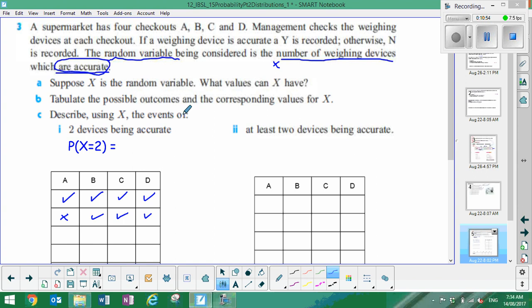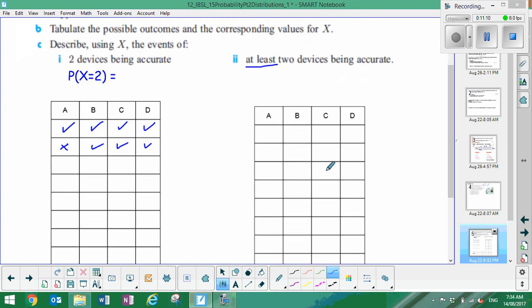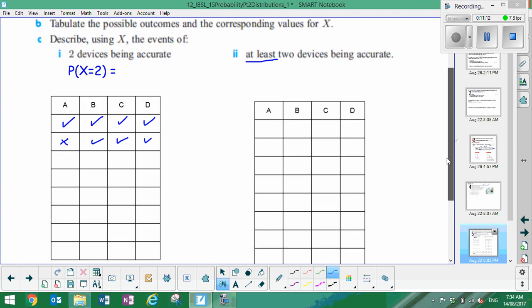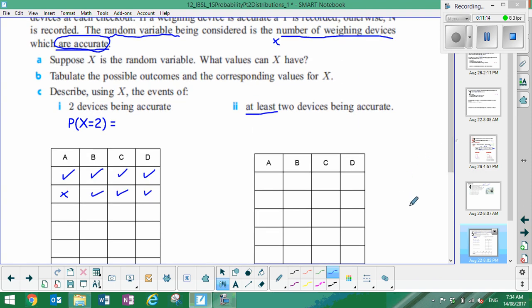Last of all, describe using X the events of two devices being accurate. In other words, what's the probability of X equal to 2? And then here, at least 2 devices being accurate. So think about what notation you can write, and then once you've got this, you'll be able to summarise your results. All right, so we'll have a look at that in class.